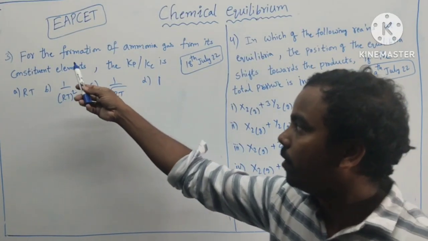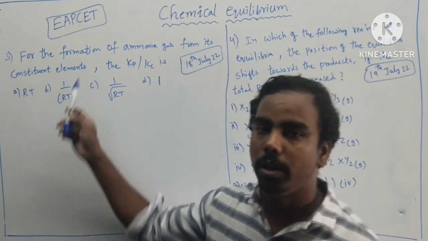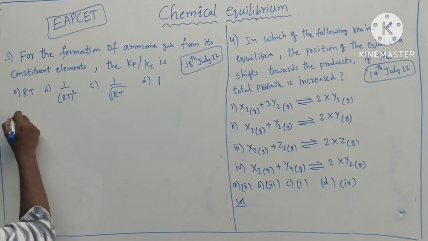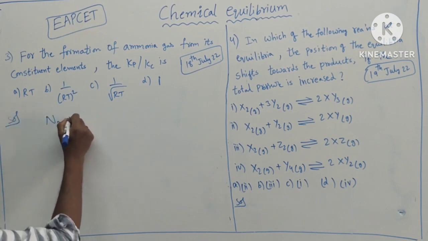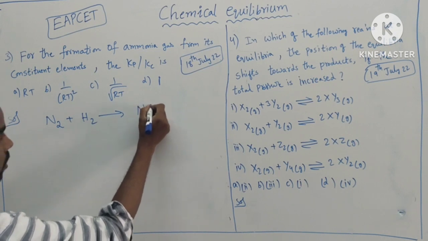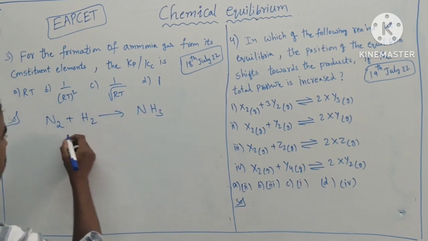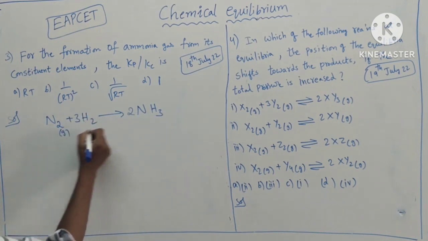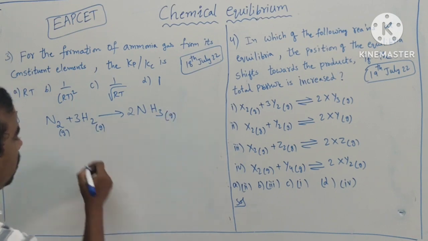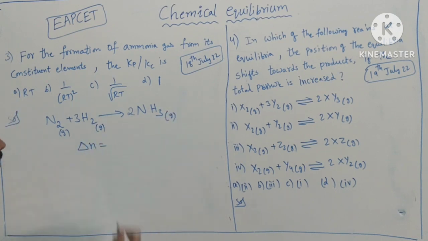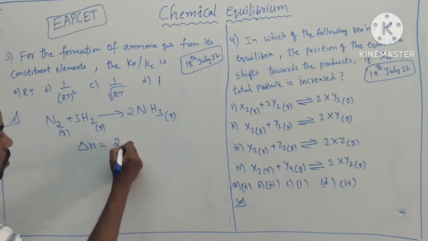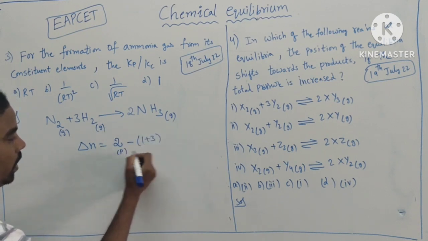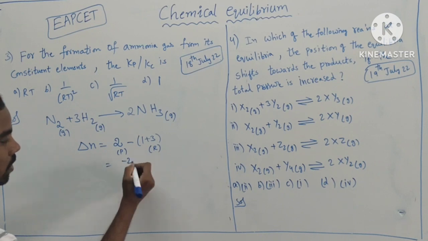Okay, see the next question. For the formation of ammonia gas from its constituent elements, ammonia means NH3 gas, what is Kp by Kc? So N2 reacts with H2 to form ammonia NH3. So N2 gas plus 3H2 gas forms 2NH3 gas. What is delta N? Delta N is equal to the number of moles of gaseous products, 2, minus the number of moles of gaseous reactants, 1 plus 3. Products minus reactants: 2 minus 4, which is minus 2.